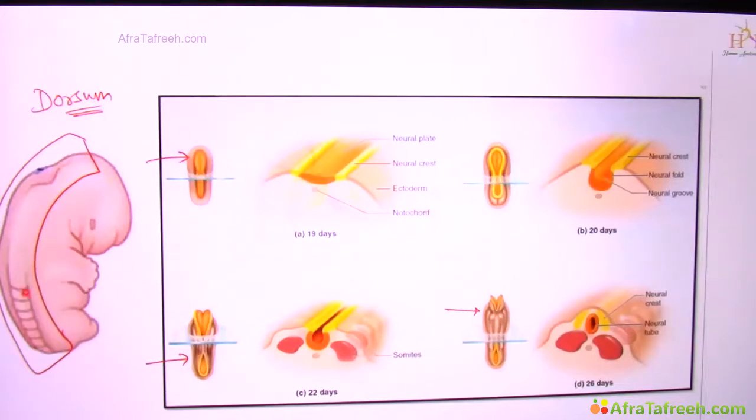So looking at the dorsum of the baby, you will see that there's a neural plate, neural groove and neural tube, and then there is a dorsal view and there is a transverse section. This is a transverse section. First we will look at a transverse section, then draw the transverse section.